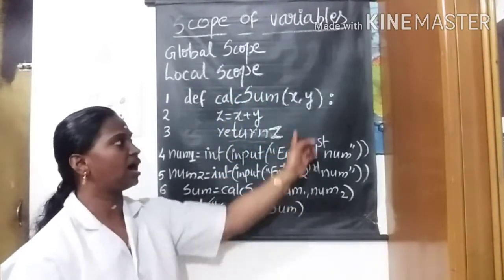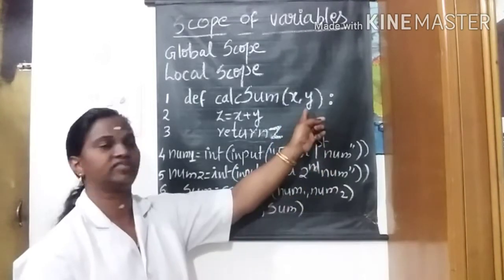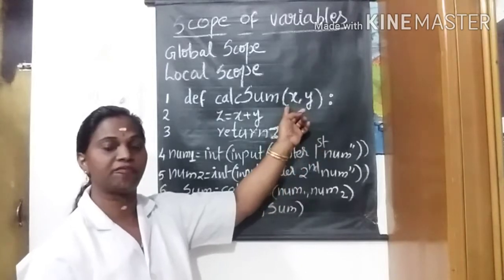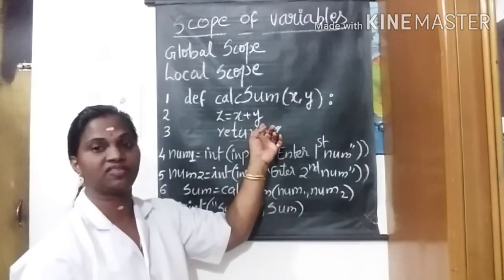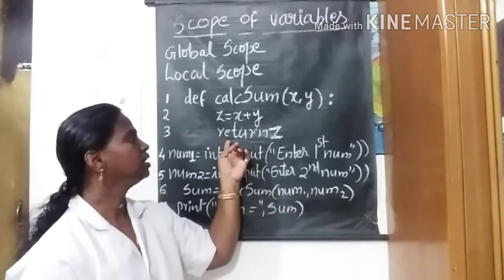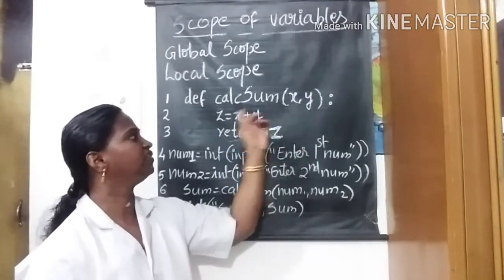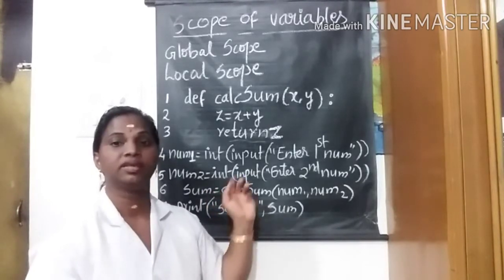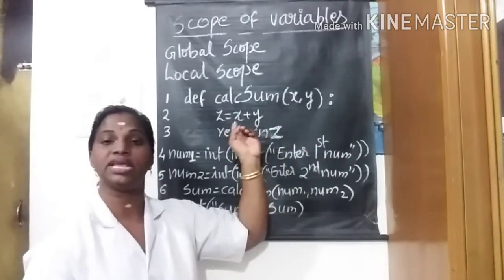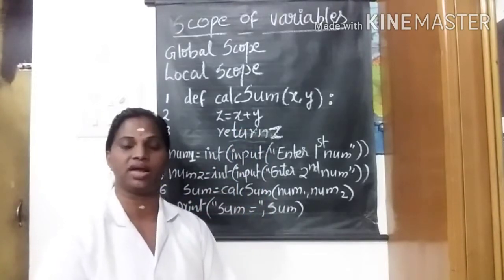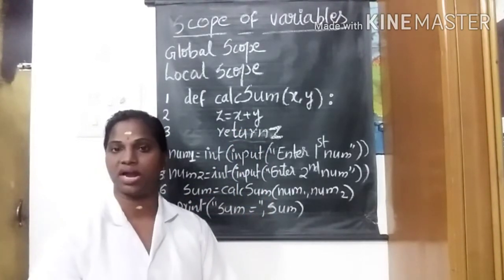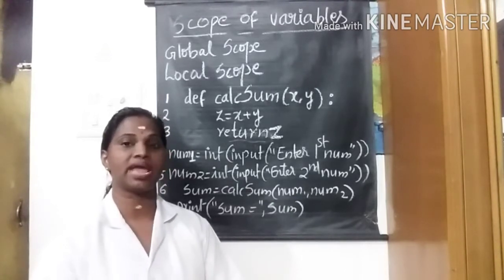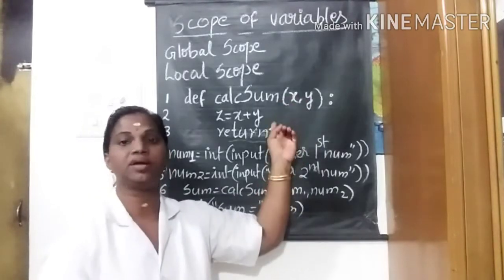Then num1 will be assigned to x and num2 will be assigned to y. So x and y, these two variables are defined inside a function, and z is equal to x plus y. Then return z. So x, y, z, three variables are defined within a function. So the scope of these variables is only inside the function. We can say that x, y and z are local scope variables. That means the variable is visible and accessible only within the function.